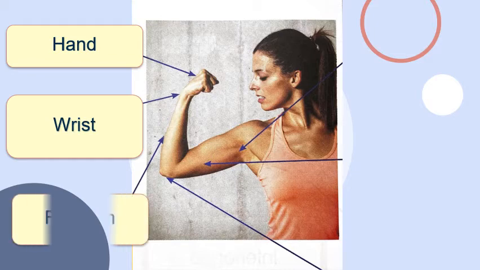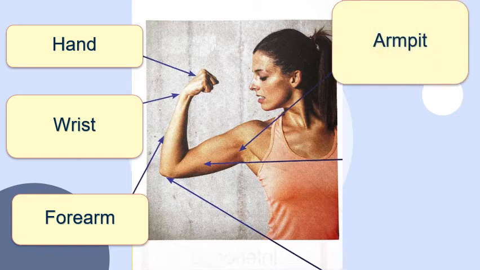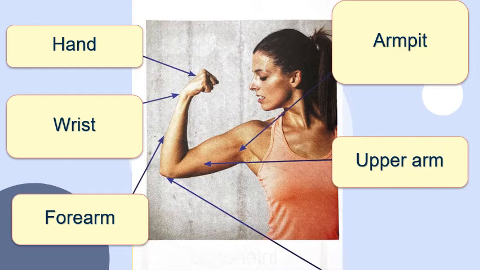Forearm. Armpit. Upper arm. And we have elbow. Elbow.